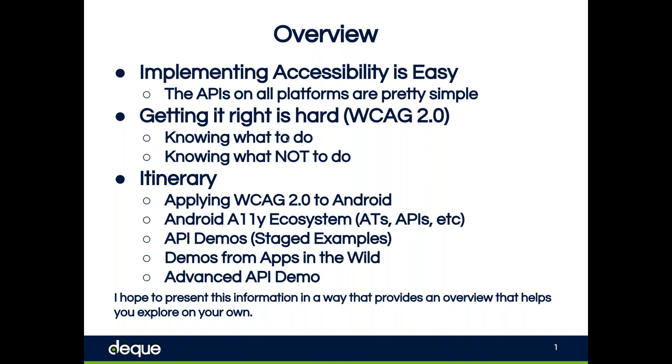So we're going to talk a little bit about how to apply WCAG 2.0 to native Android applications, about the Android accessibility ecosystem, and the various assistive technologies that you have to worry about, more than TalkBack. People get that wrong a lot of the time, saying that inclusive design is essentially TalkBack design and regular design. This is wrong. There's a lot of other ATs to be worried about, and the APIs and things like that.